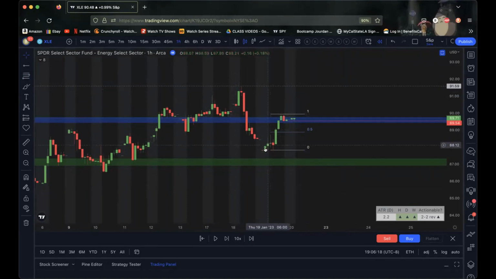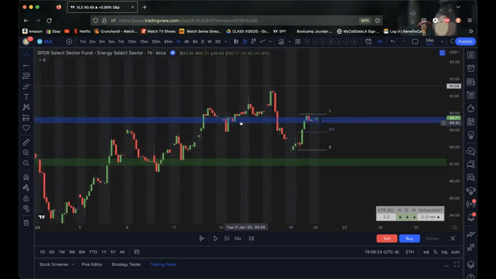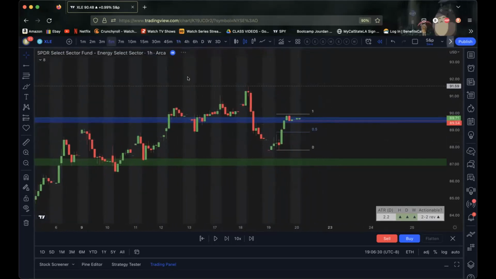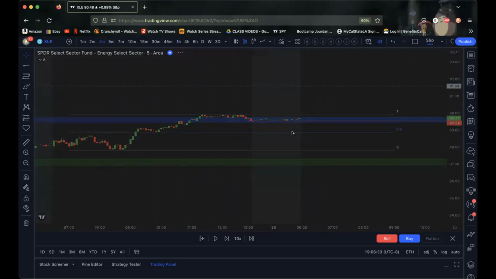So we got a 3 down, a green 2 up. If we can push above here, this supply zone can turn into a demand zone. That's our goal. So the morning started off.